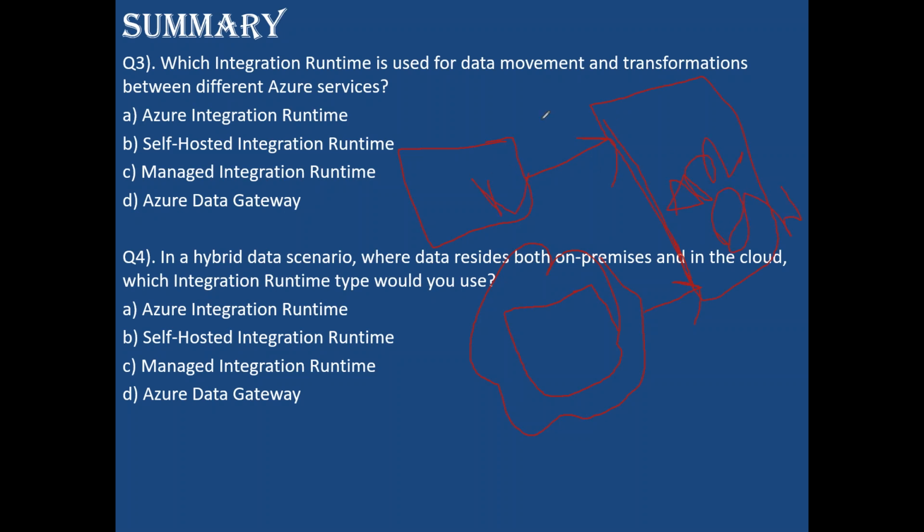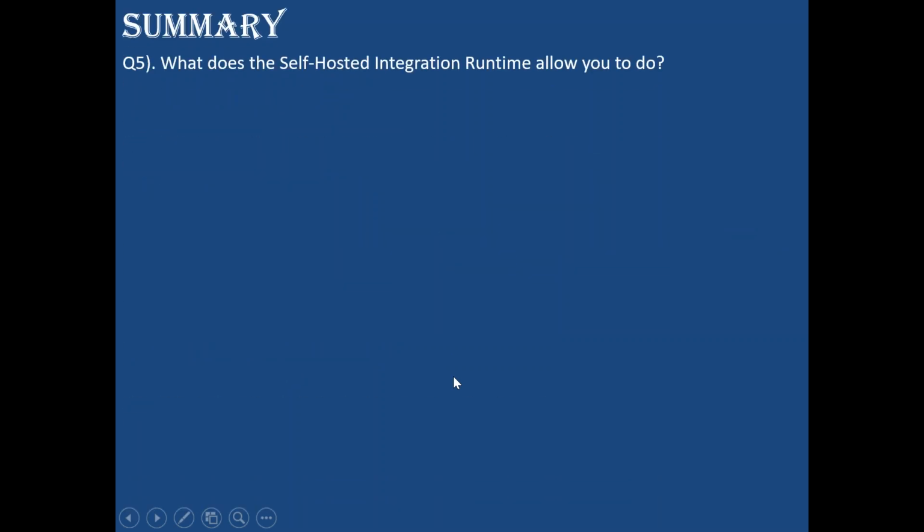So here on-premise is involved, cloud is involved, to ingest data into the cloud again, in a different resource or different storage system. In that case, we must go for the self-hosted integration runtime. Remember, okay? The answer B is correct because it supports all the environments.